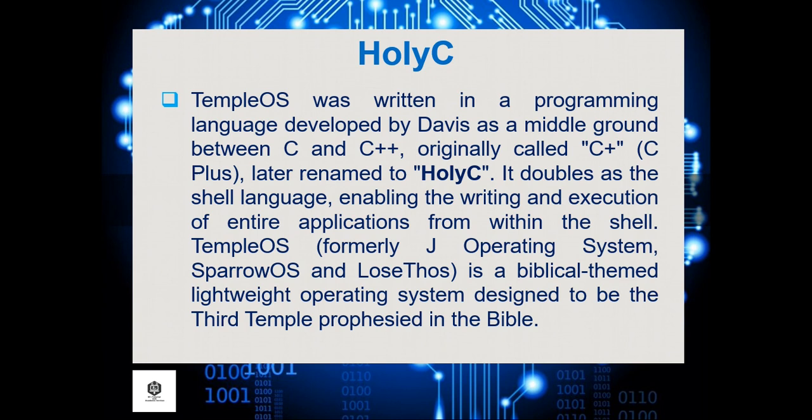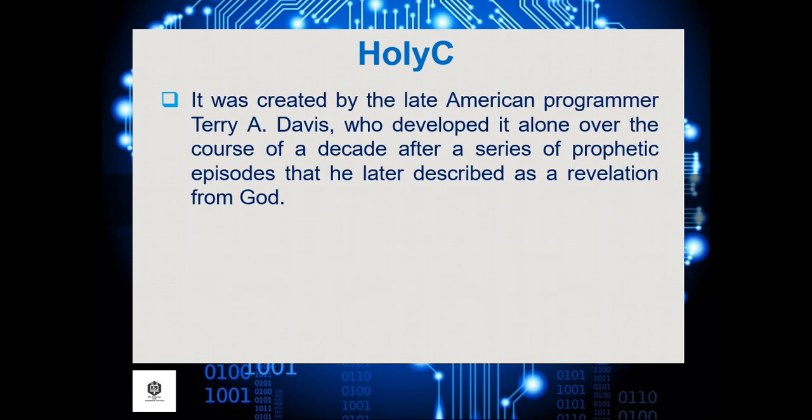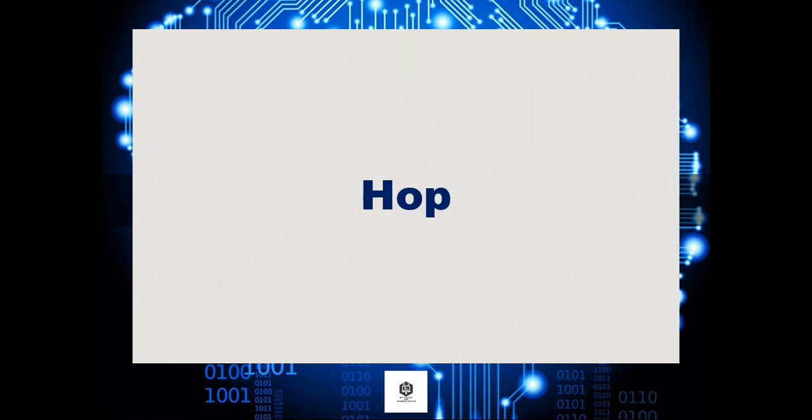TempleOS, formerly J Operating System, SparrowOS, and LoseThos, is a biblical-themed lightweight operating system designed to be the Third Temple prophesied in the Bible. It was created by the late American programmer Terry A. Davis, who developed it alone over the course of a decade after a series of prophetic episodes that he later described as a revelation from God.